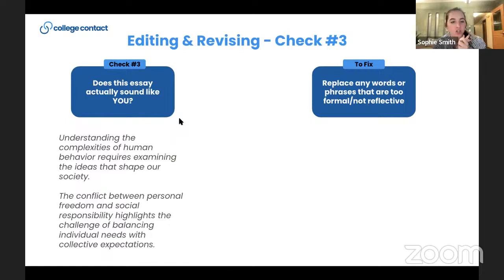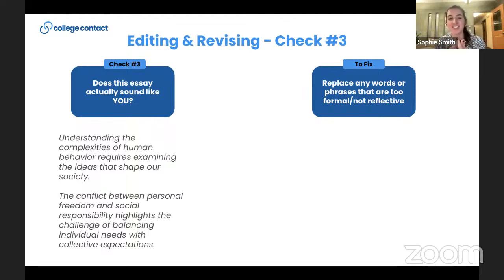Editing and revising check number 3. Does this essay actually sound like you? Let's be real with ourselves. Does it actually sound like you? I don't even want to read you this one, it's so hard to read. I'll read you the first sentence: "Understanding the complexities of human behavior requires examining the ideas that shape our society." You guys would be surprised. I've read a lot of college essays that you guys have submitted to me that sound like that.